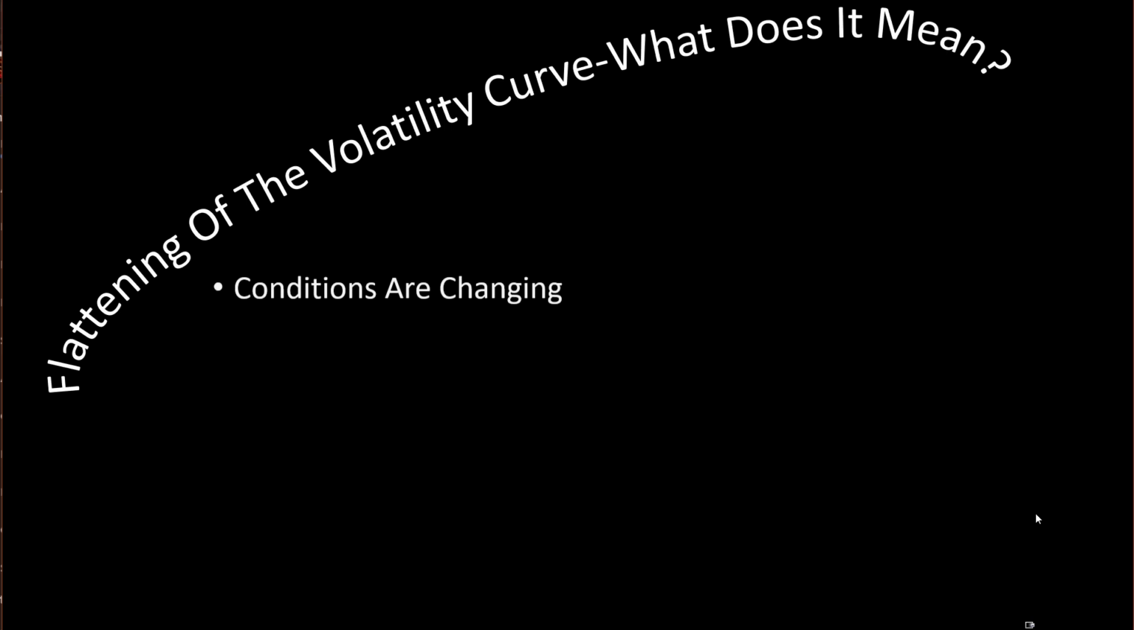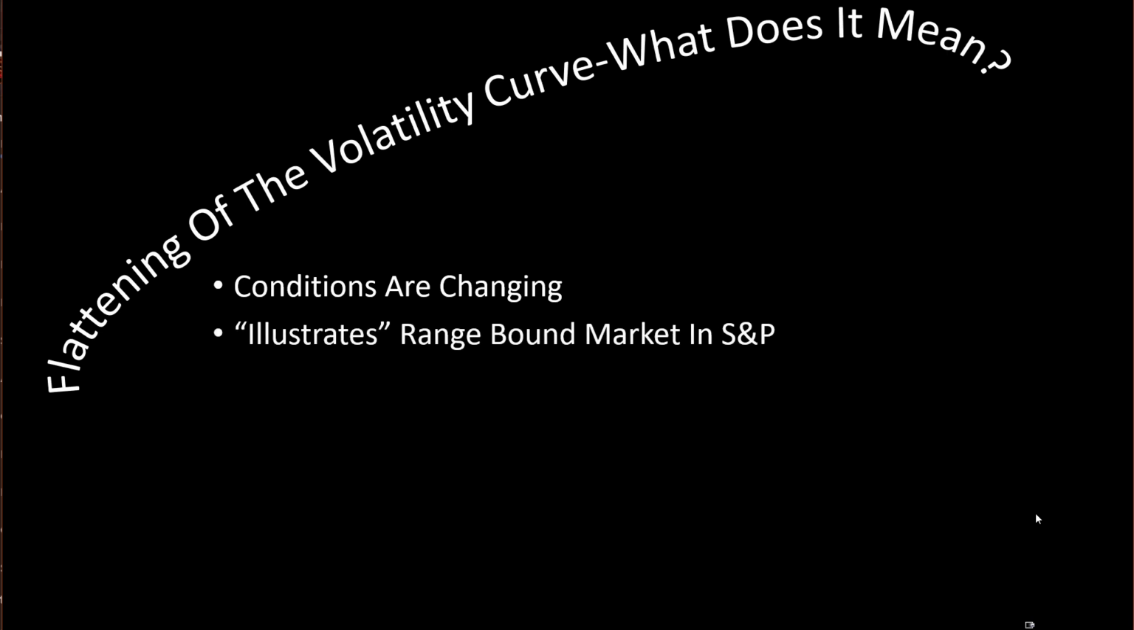Now, what does the flattening of the volatility curve mean? Well, it means conditions are changing. Well, conditions are always changing, but in this particular case, the volatility is coming off of the market. The market's beginning to consolidate, and that means that traders are beginning to agree upon prices a little bit, especially basis the S&P 500. Now, as I said a second ago, it illustrates the range-bound market that's developing in the S&P 500.